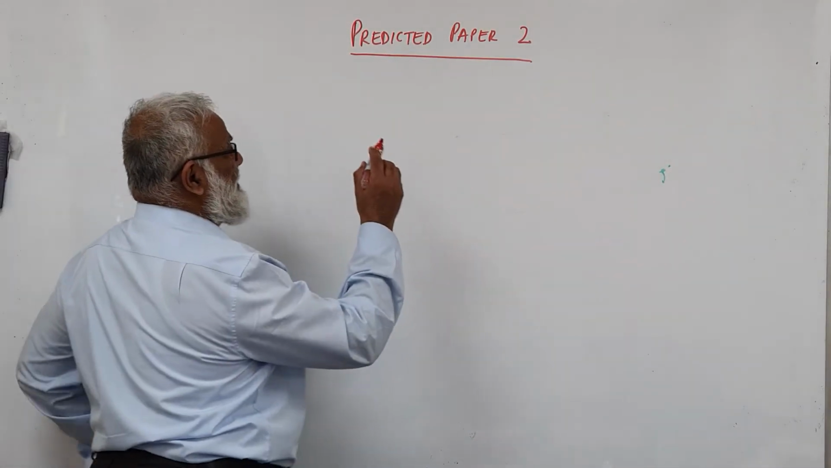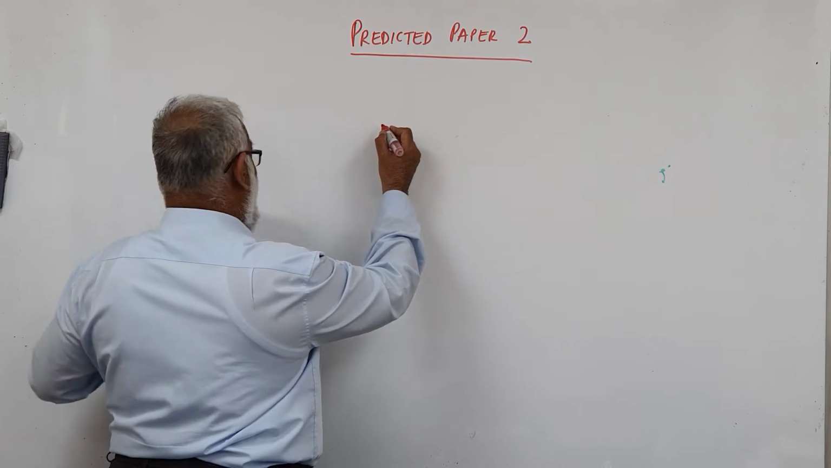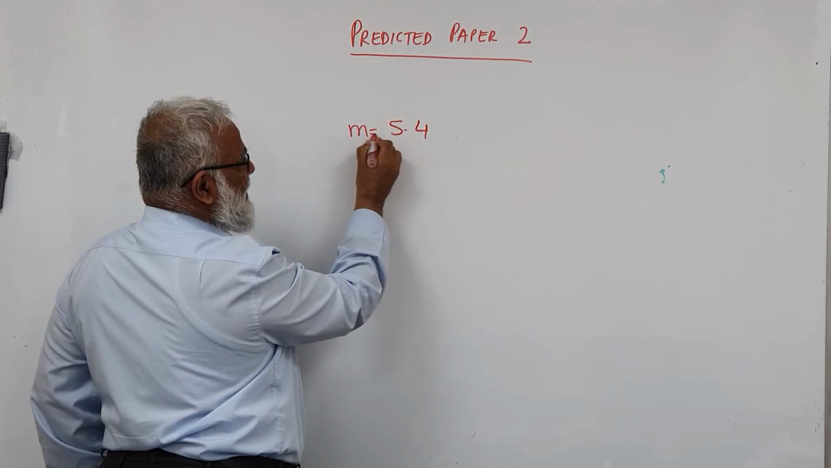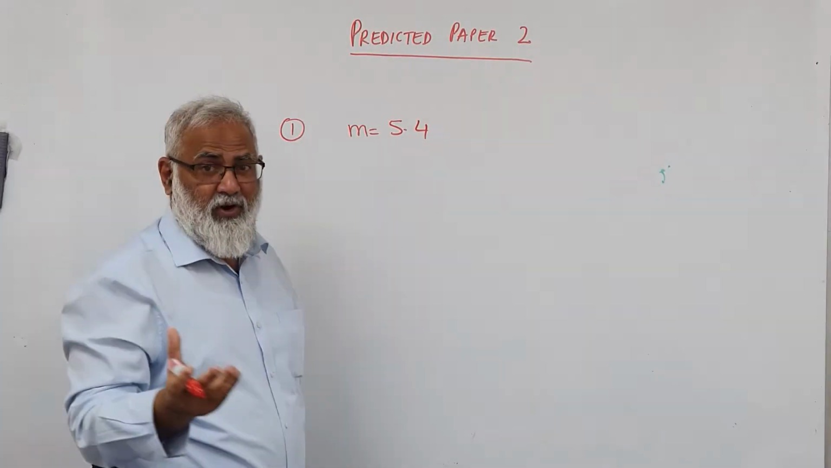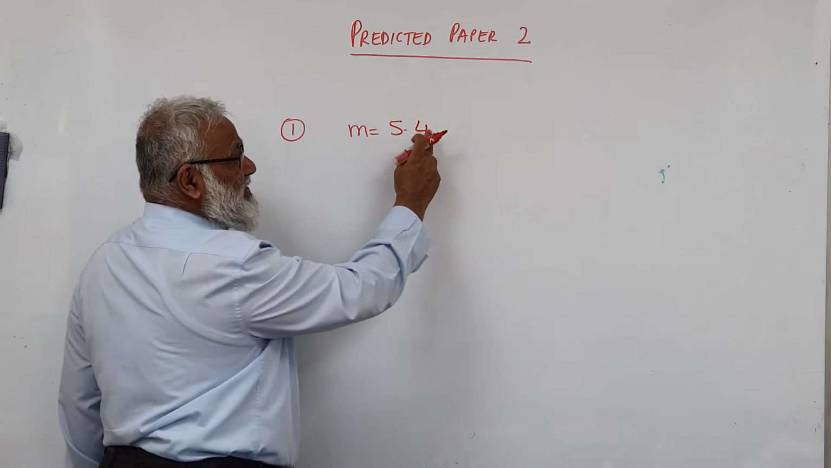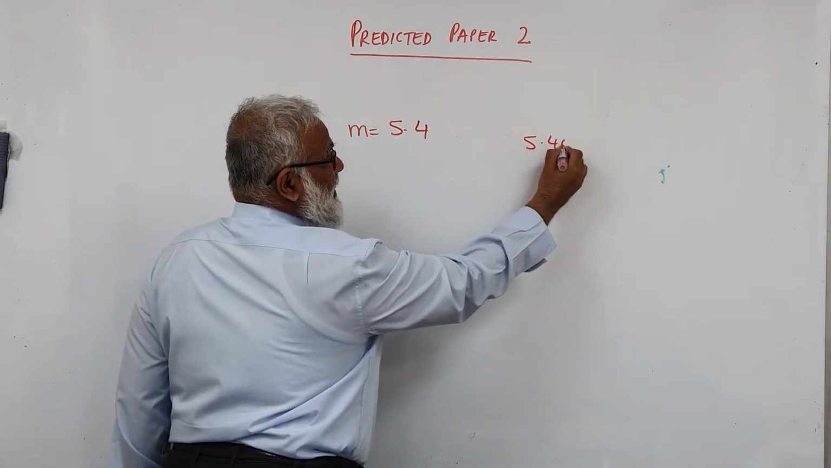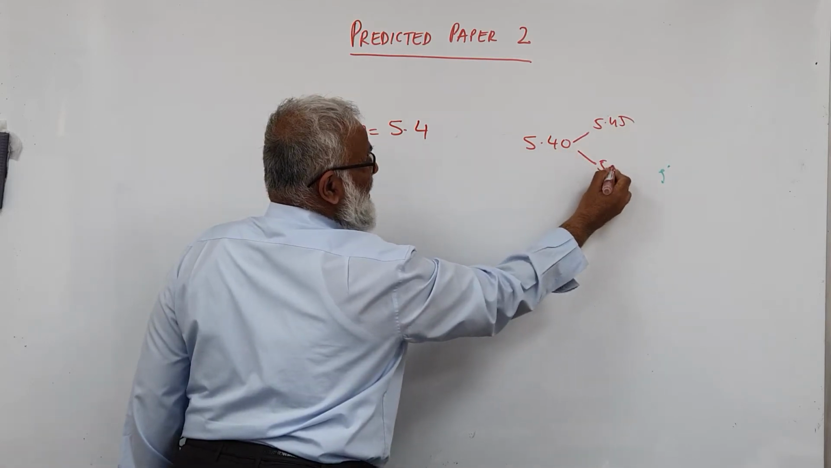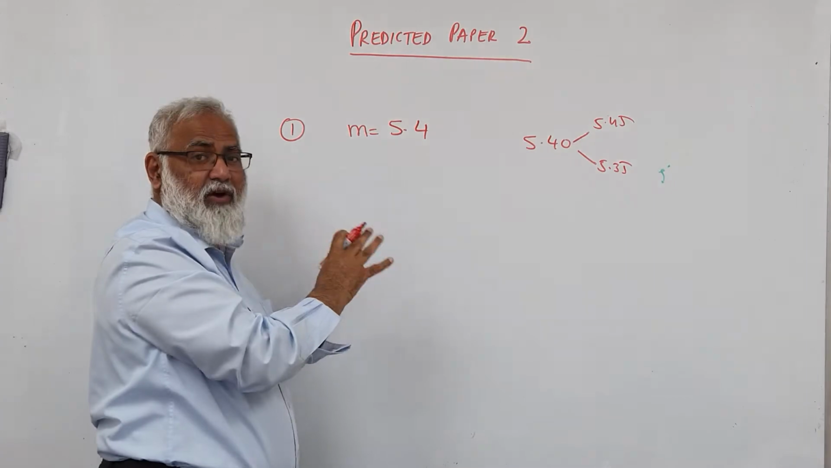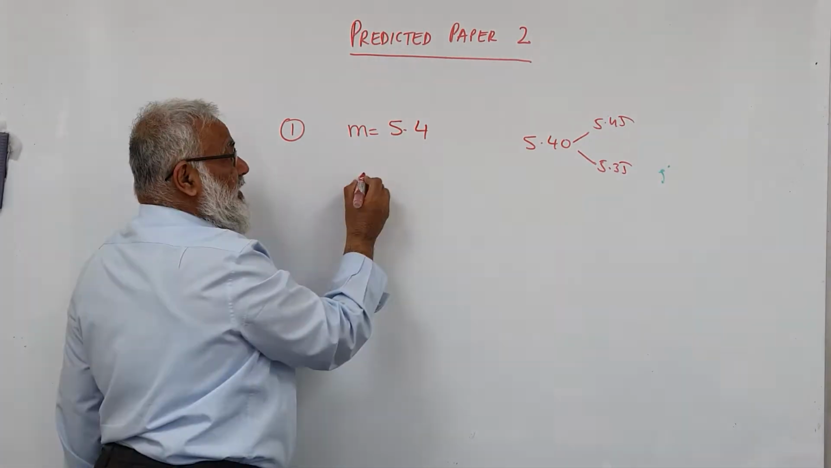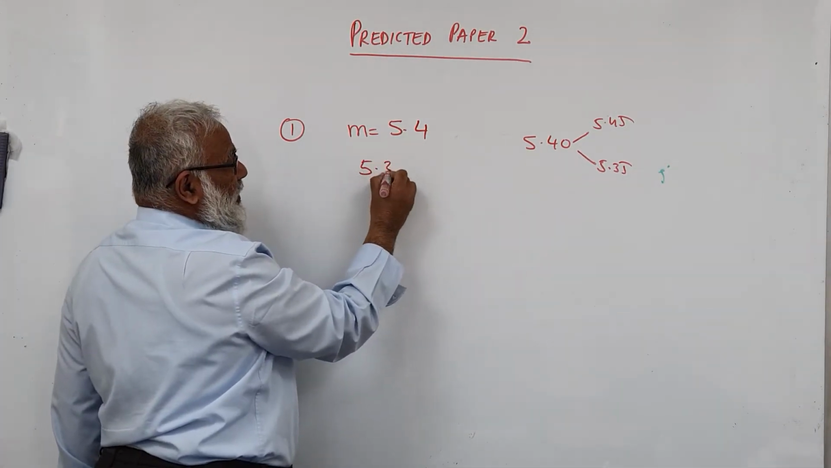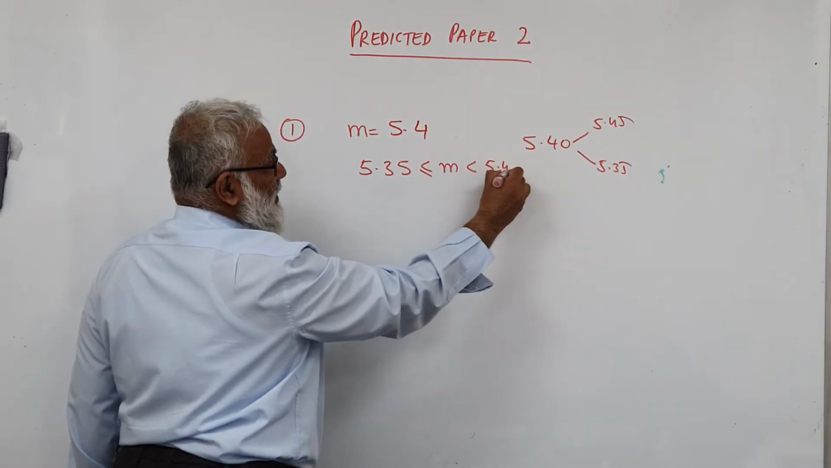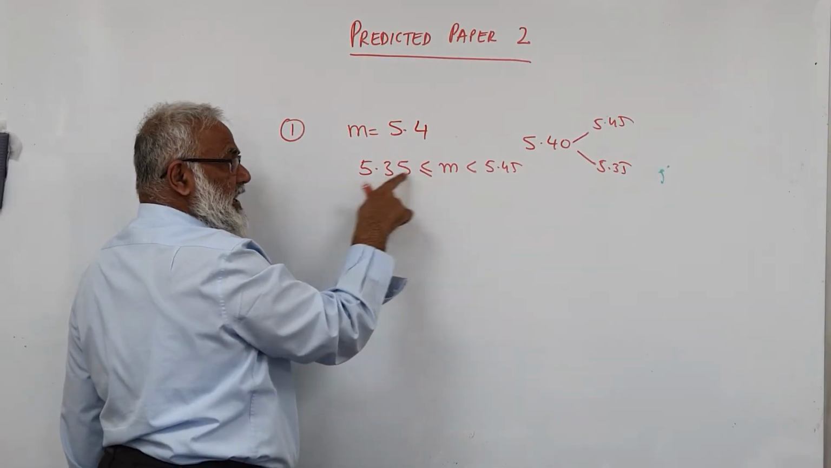The first question is about error intervals. 5.4 is a number, m equals 5.4, and they say write down the error interval. Just assume that there's a 0 at the bottom and you add 5 to make it 5.45 and take away 5 to make it 5.35. But there's a special way of writing the error interval: 5.35 is less than or equal to m is less than 5.45. So you write down the lower bound here and the upper bound here.